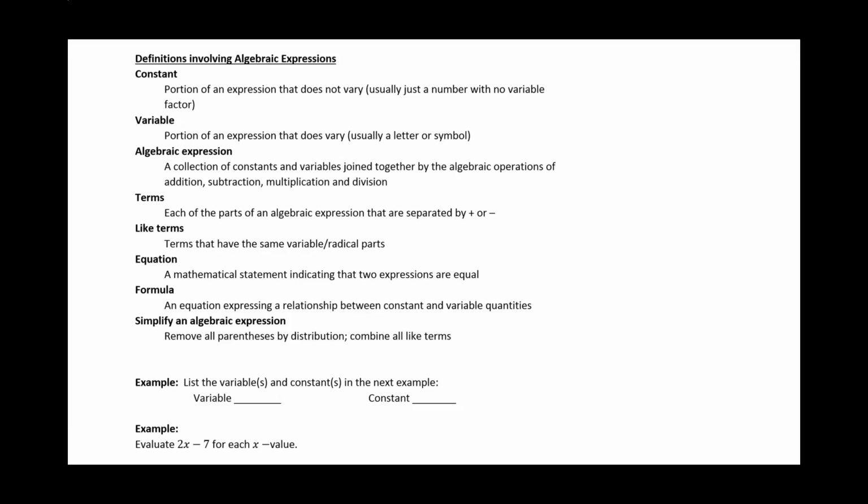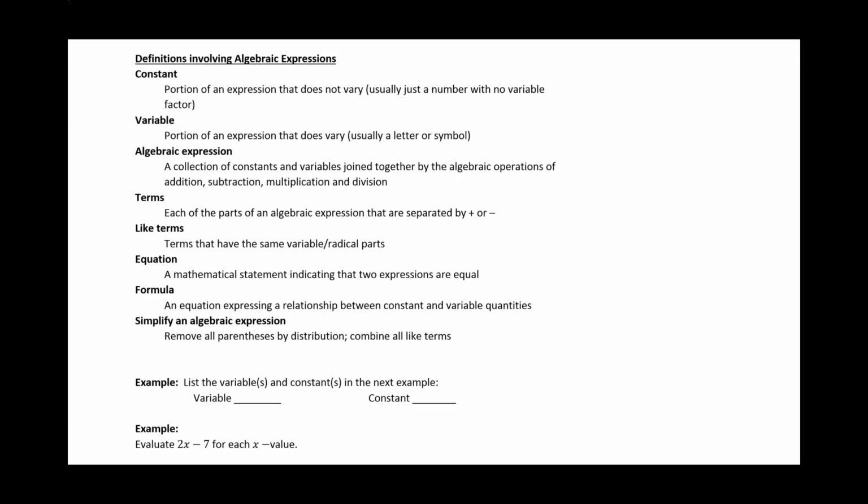A formula, like distance equals rate times time, is something we can utilize to solve real world situations. And then simplifying an algebraic expression, we're going to do that in just a minute, is where basically we take things like the 2x minus 7 that have other pieces with them, and we simplify them down. So that's what they mean by simplifying the algebraic expression.